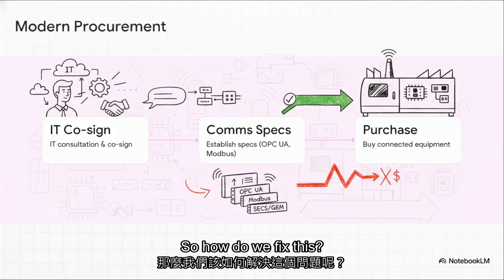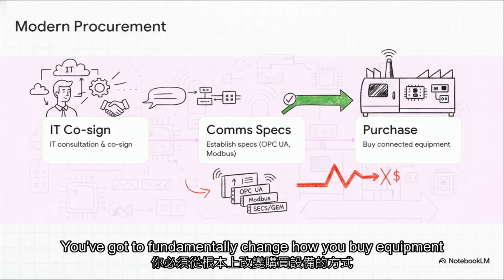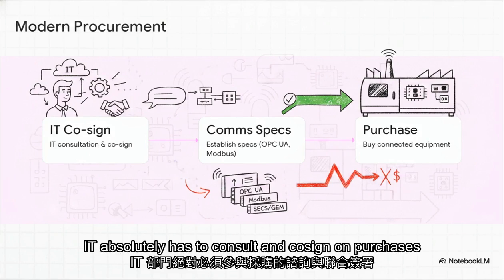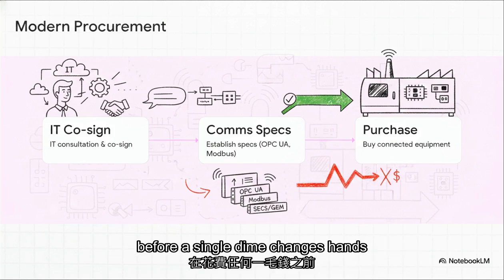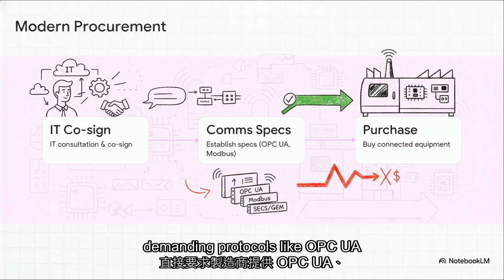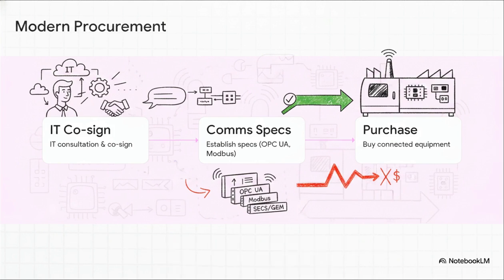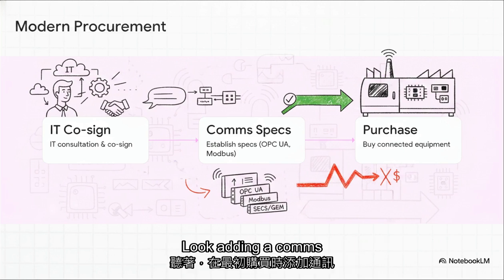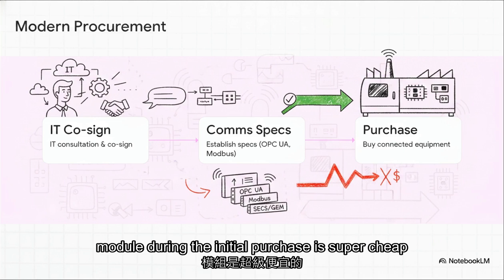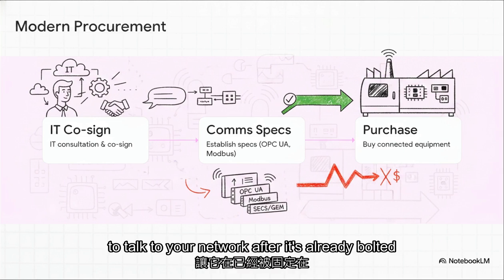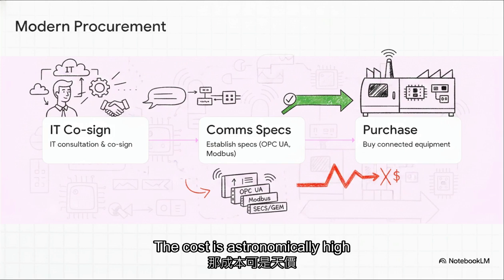So how do we fix this? You've got to fundamentally change how you buy equipment. In a modern workflow, IT absolutely has to consult and co-sign on purchases before a single dime changes hands. You have to establish your communication specs up front, demanding protocols like OPC-UA, Modbus, or SECS/GEM directly from the manufacturer. Look, adding a comms module during the initial purchase is super cheap, but trying to retrofit an old machine to talk to your network after it's already bolted to the floor, the cost is astronomically high.